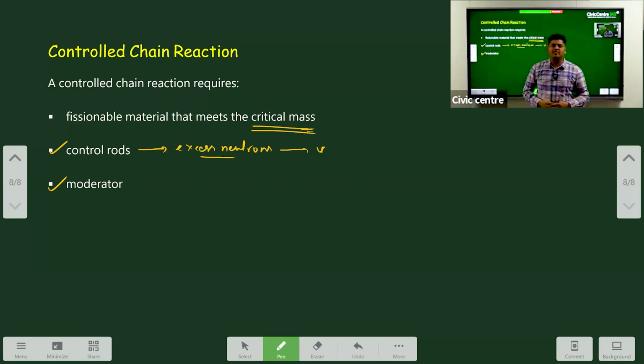Now, in this video, we have first seen the nuclear fission reaction. Then we talked about the differences and features between the uncontrolled and the controlled chain reaction. And lastly, for the controlled chain reaction, we have seen the important necessary parts.